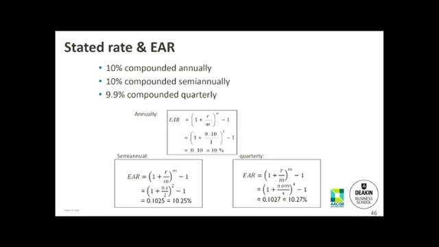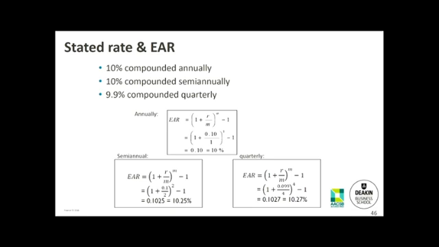That's why if you have a mortgage from the bank, normally you have two options, monthly or fortnightly. I will always go for monthly because fortnightly you pay more. If you can go quarterly, that will be the best, okay? All right, 10% compound annually, 10% compound semi-annually, 9.9% compound quarterly. Let's compare the EAR. So now we have three stated rates.